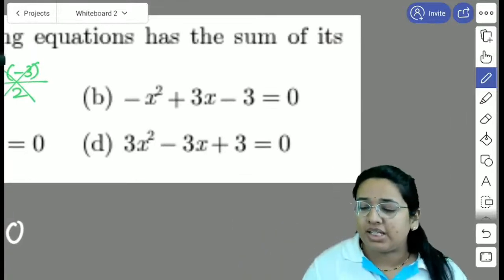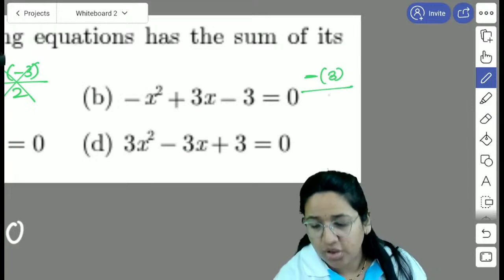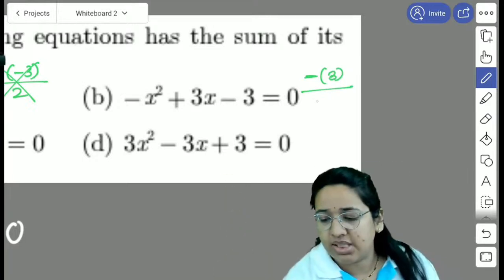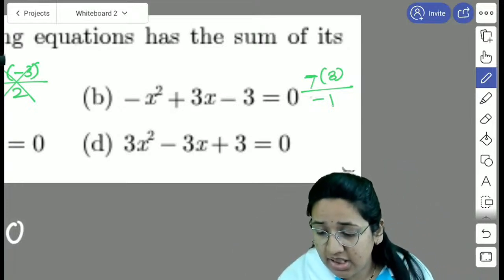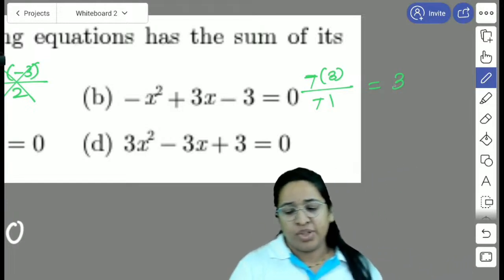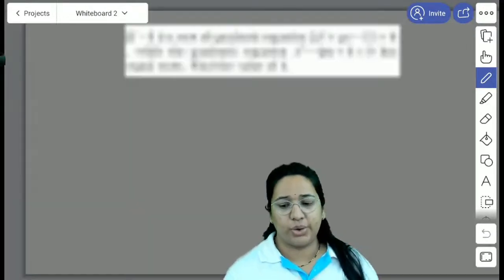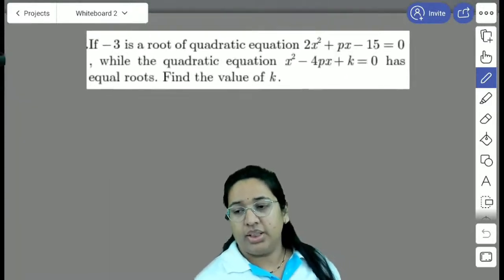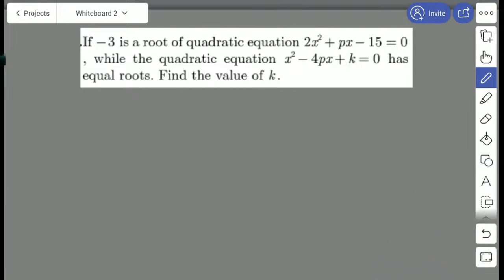Now for the b case, minus of coefficient of x upon coefficient of x square, which is nothing but minus 1. So in this case, minus minus will get cancelled and you will get the value of alpha plus beta as 3, which is the required one. Getting this one? Okay. Now, just try to go through this question.